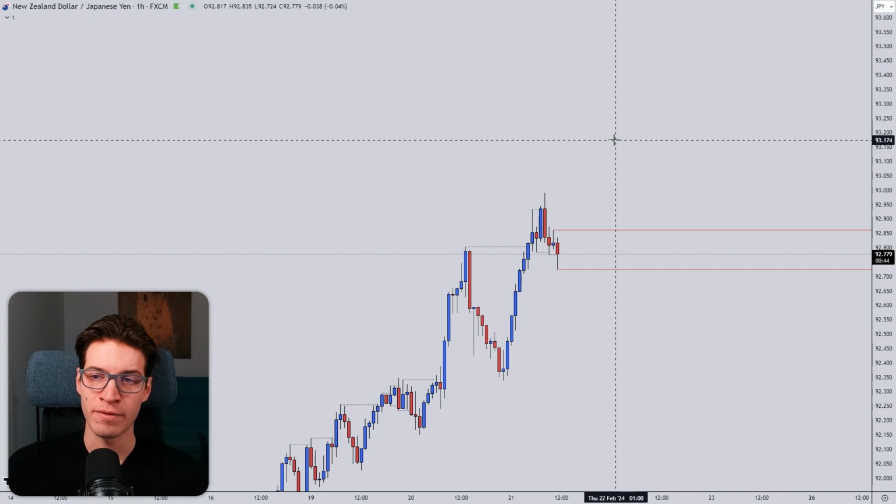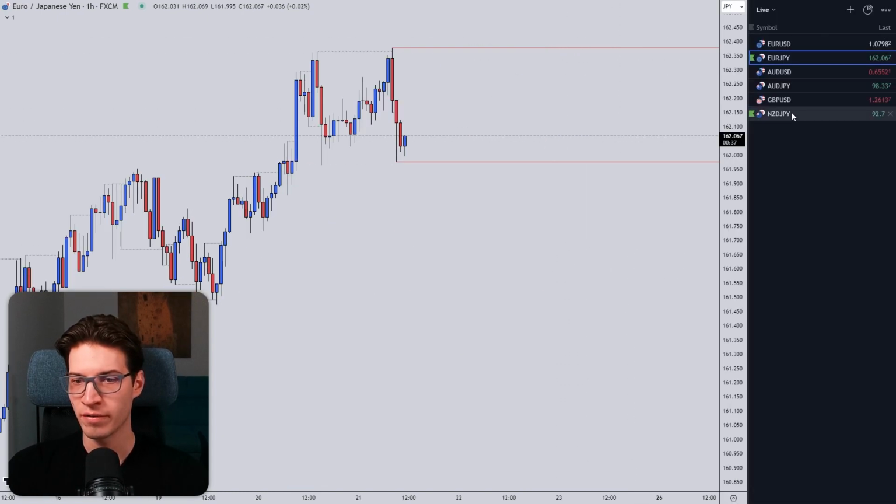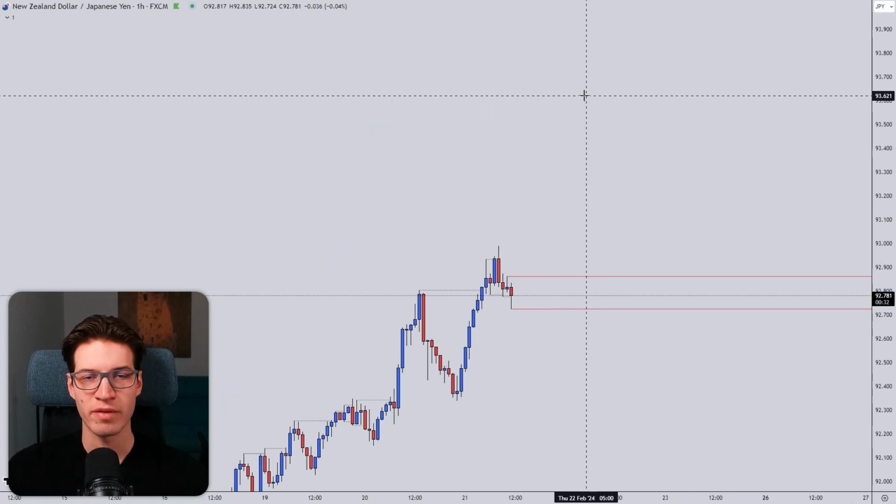And let's see if EJ has a large push down, look to sell, or if NJ has a large push up, then look to buy. Very simple. Rest of the pairs, range bound, corrective, crappy, leaving them alone.